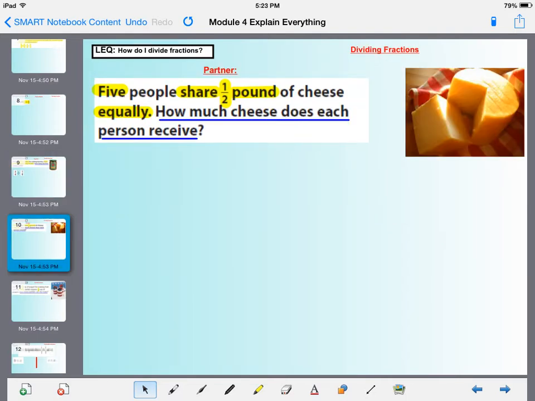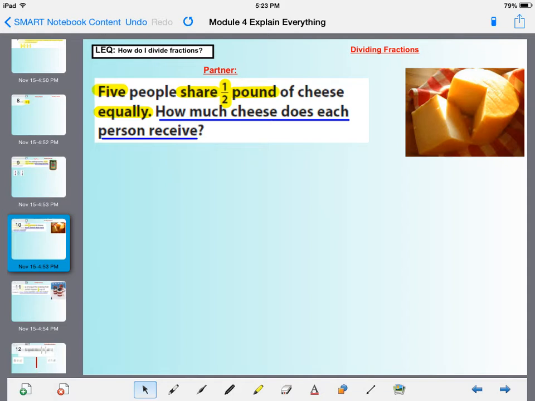Here's another real-world example that we can practice for division of fractions. We have 5 people sharing half a pound of cheese equally. We have those keywords of sharing and equally, so we know that we're going to divide. How much cheese does each person receive? Well, again, we have to think about what number is going to be my dividend, my first number. It's the one, my total, that I am dividing.